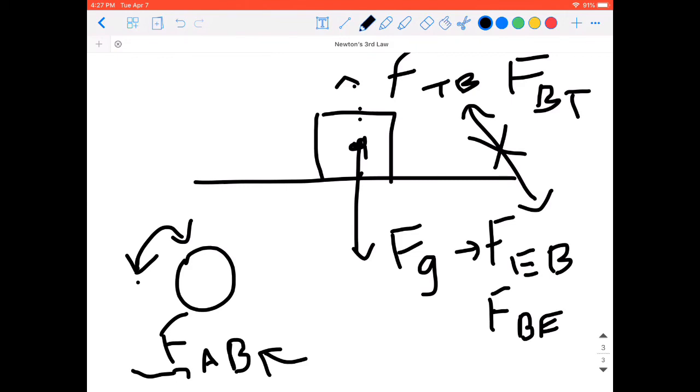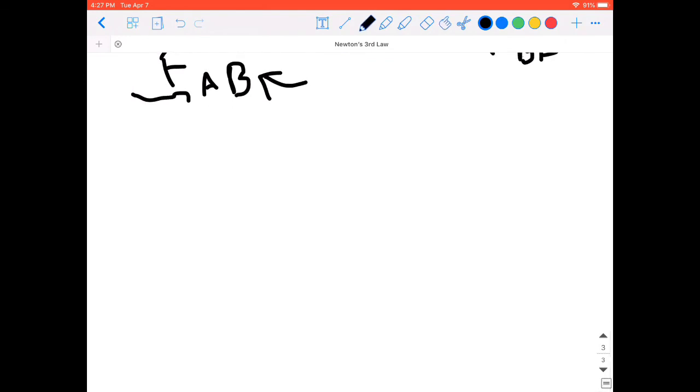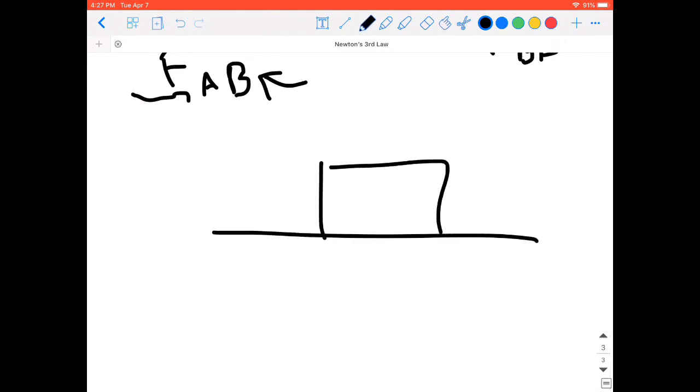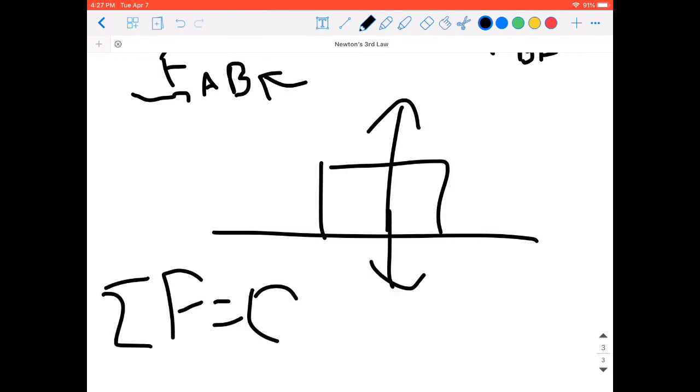Hopefully you guys found this useful, but there's still one last thing I want to address, which is why the previous one is wrong. Why the normal force is not the third law partner force of gravity. If we do the same situation, normal force and gravity, the only relationship they have is net force is 0. That's it. Nothing else for them is special. Just because net force is 0 doesn't mean that they are third law partner forces.